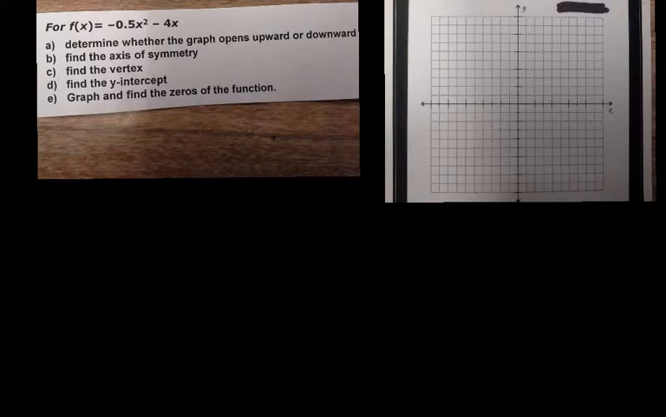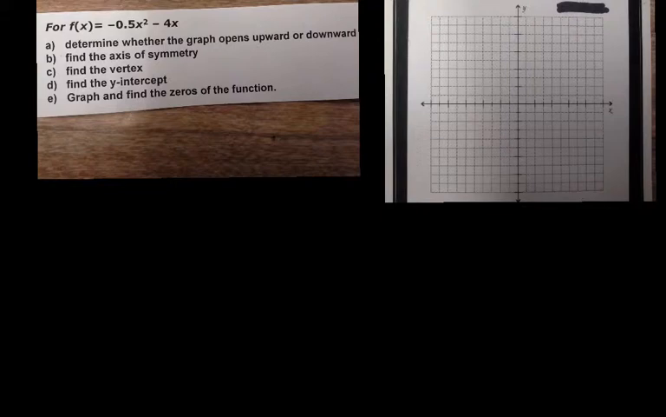And for this one, there's a few things we need to find. They give us a function which is up here. F of x is -0.5x squared minus 4x. We want to determine part A, whether the graph opens up or down. We want to find the axis of symmetry. We want to find the vertex, y-intercept, and then we want to graph and find the zeros of the function. So let's look at those parts.